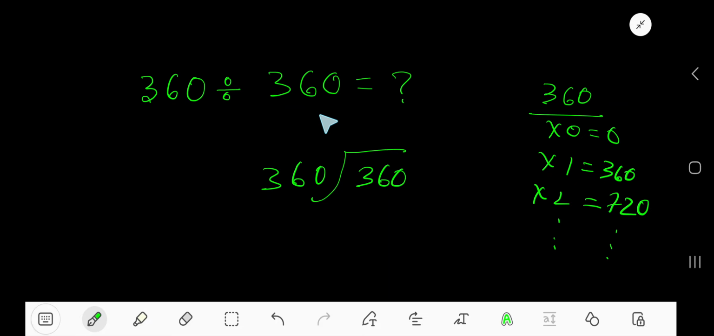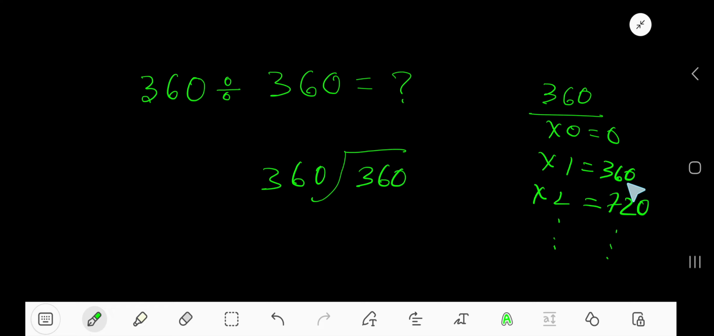360 divided by 360. Here 360 is a divisor, so we need the multiplication table of 360. 360 times 0 equal to 0, 360 times 1 equal to 360. To find out the multiplication table of 360, just add 360 with the previous step.